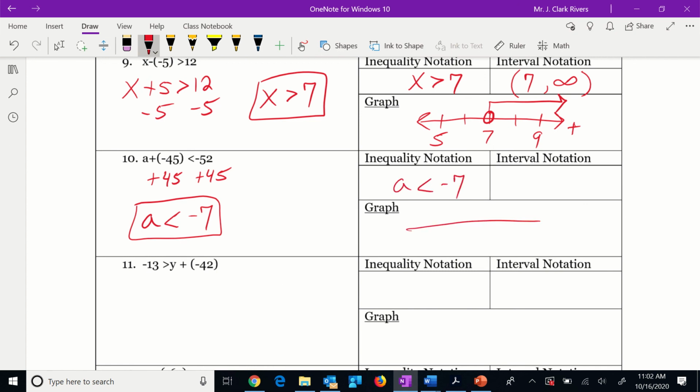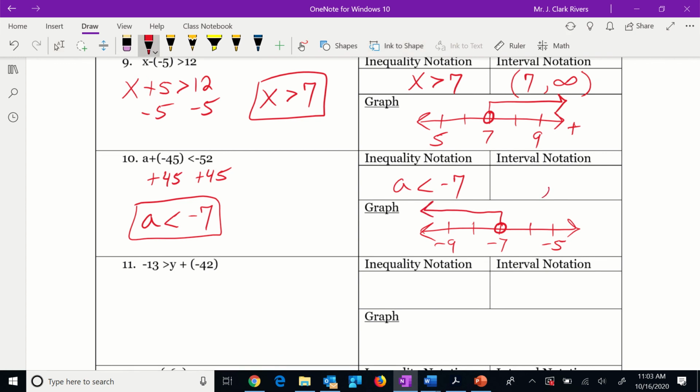Here's our graph. Our focal point is going to be at negative 7. So that's negative 6, negative 5, negative 8, negative 9. At negative 7, open or closed circle? Open circle. A is less than negative 7, so shading to the left. There you go.